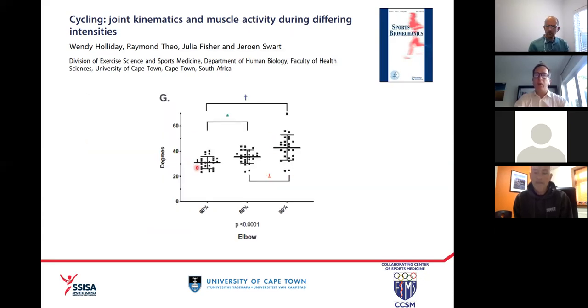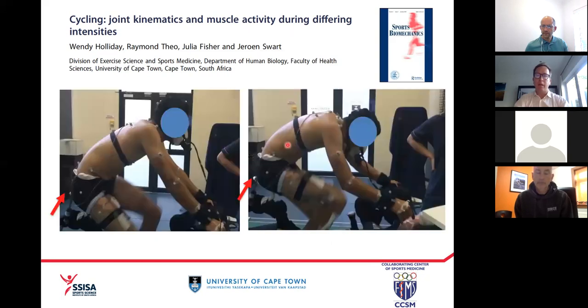And then the elbow, where we see the greatest change, where there is a vast increase throughout the range of intensities with greater flexion of the elbow. And if you look at the picture, you can understand what happens.